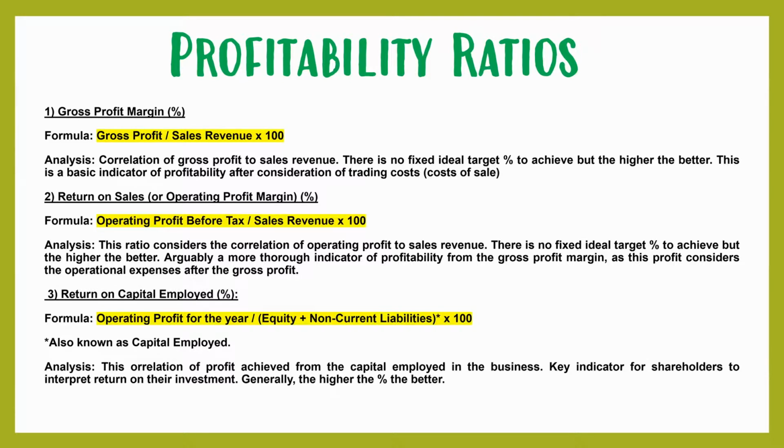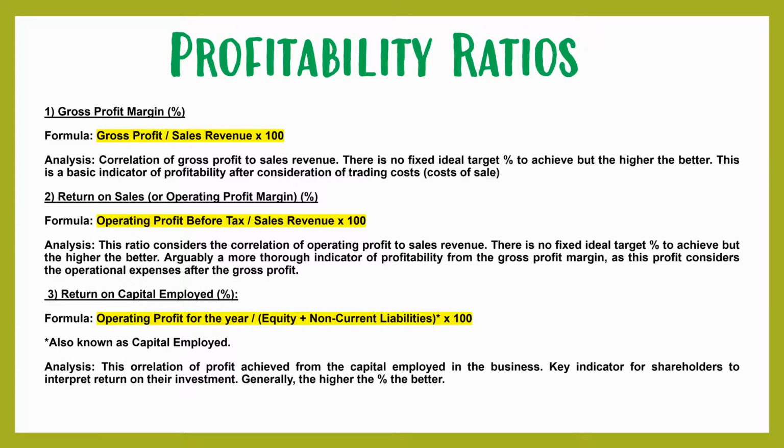The second ratio considers the return on sales, which is also known as the operating profit margin. This ratio assesses the return after deducting operational expenses from the gross profit. You could interpret this as phase 2 of the gross profit margin. Like the gross profit margin, the higher this ratio is, the better it is for the business.